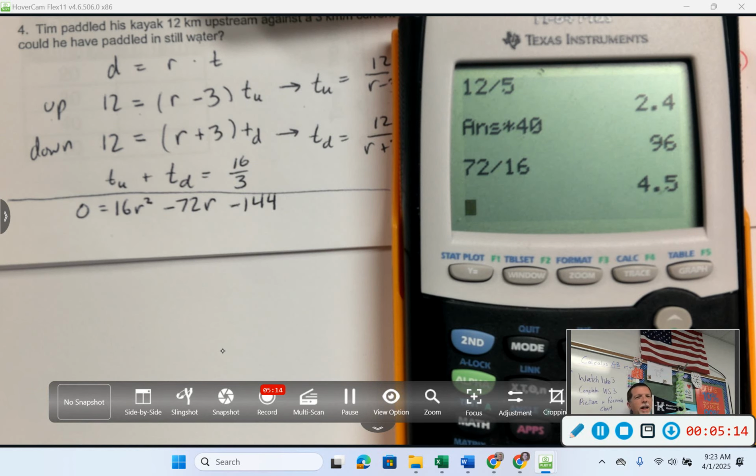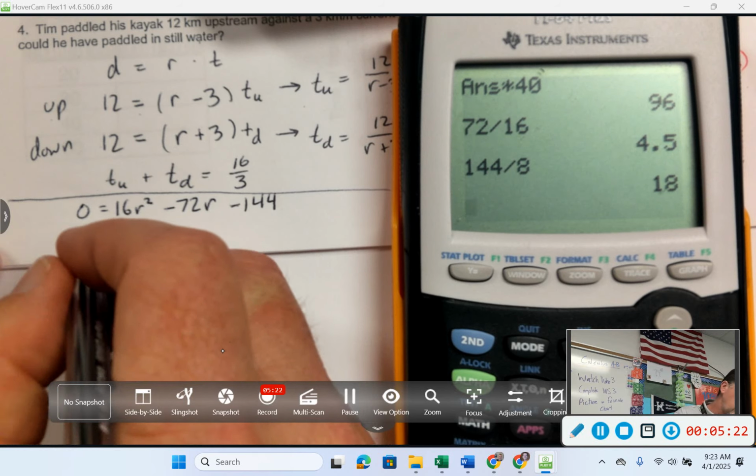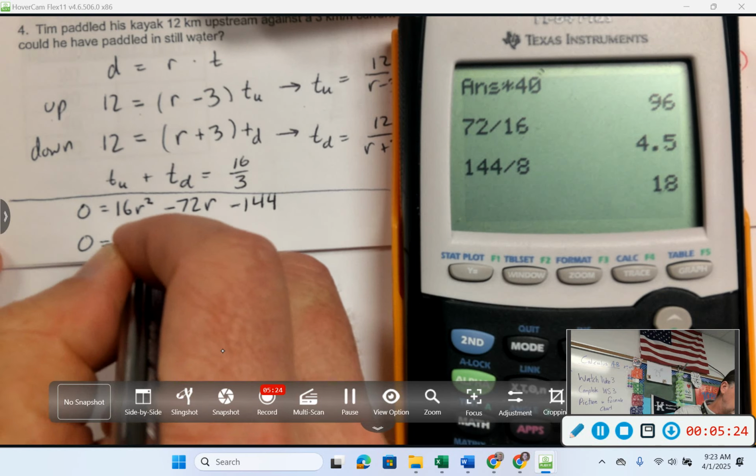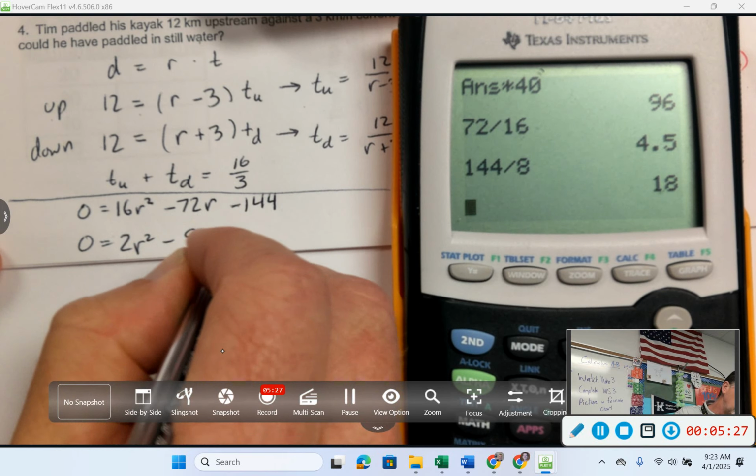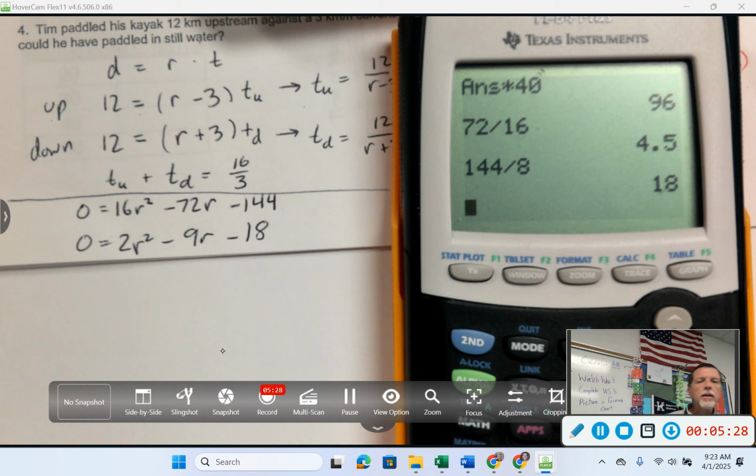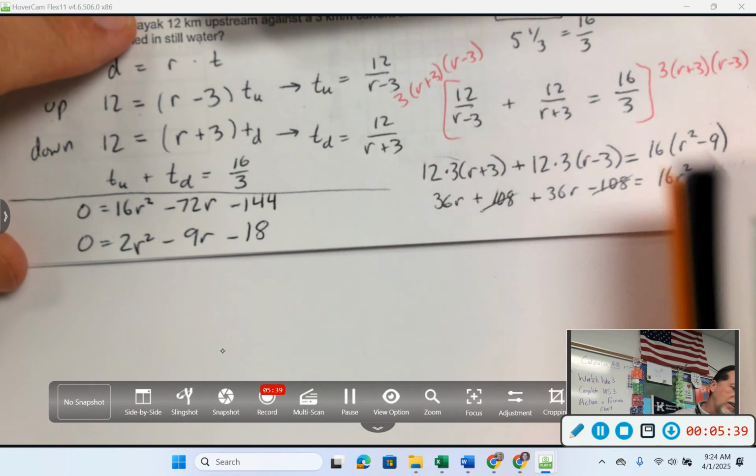2 would work, but I think 8 would work. So let's just jump to 144 divided by 8, the only one I'm worried about. That works. So 2r squared minus 9r minus 18. And when I divide by 8, I can just throw it away, because if I factor it out, it doesn't really do anything. Since it's equal to 0, I can just toss the 8 aside.